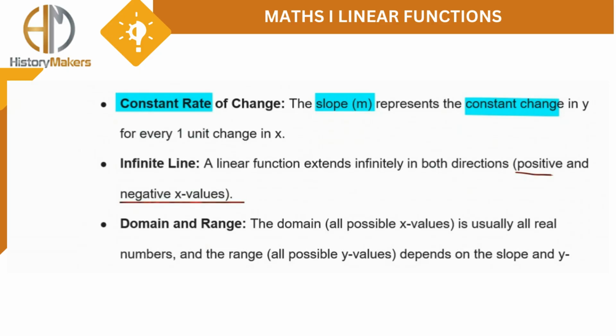Okay. Domain and range. The domain is all the possible x values. It is usually all real numbers, and the range will be all possible y values, and depends on the slope and the y-intercept.